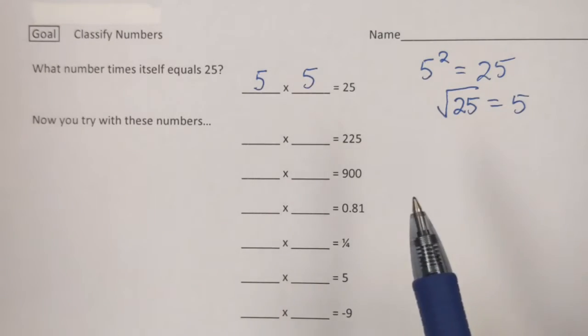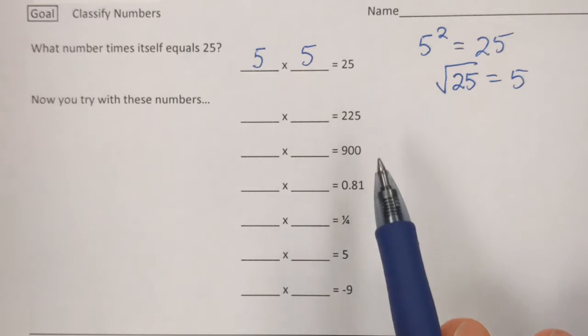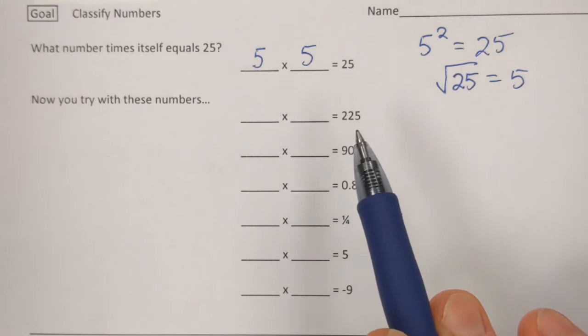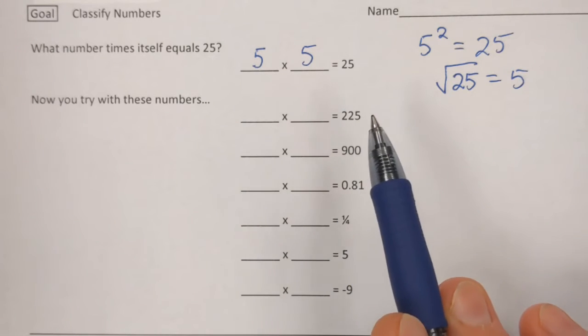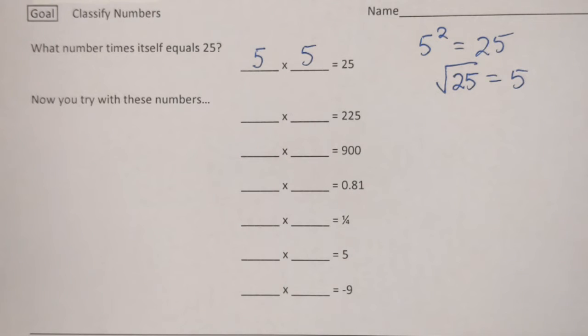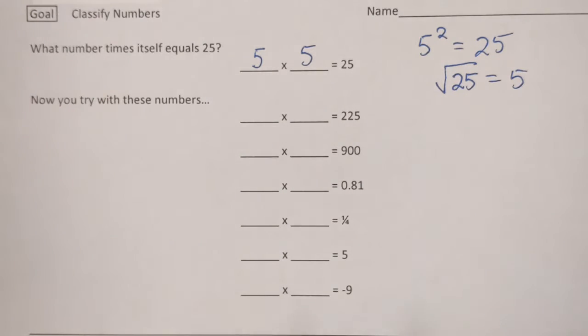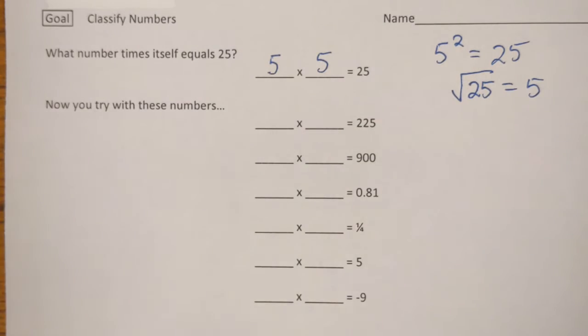Now I'm going to have you try this little activity. I'm going to have you try the same thing with these numbers. What number times itself gives you 225 or 900 or 0.81? Go ahead and hit the pause button at this time. Try these out. Just on a scrap sheet of paper, see how many of these you can get. Go ahead and hit pause right now. And let's see how you did.